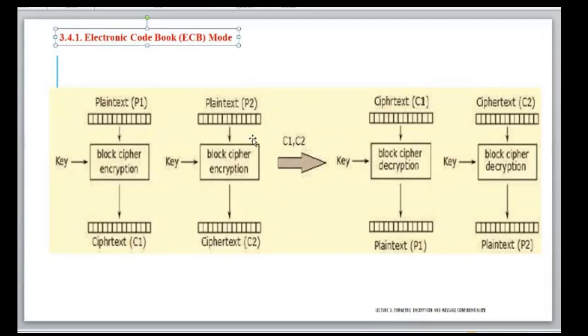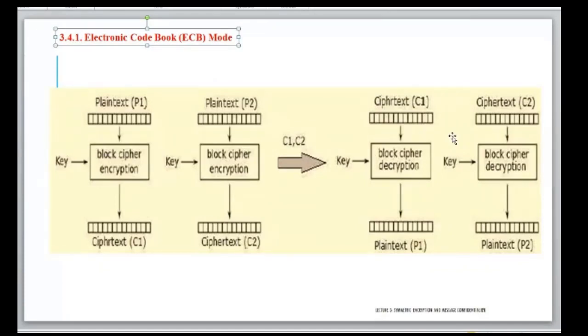See, P1, P2, this is your data. This is the complete data. This data I'm dividing into 2 groups, 2 blocks: block 1 and block 2. The first block of data, using a key, I'm going to send into the encryption algorithm and encrypt it. You get ciphertext. The second block of data I'm also going to encrypt. So C1, C2, I'm going to merge together and send to the receiver.